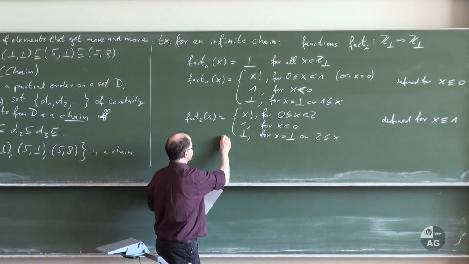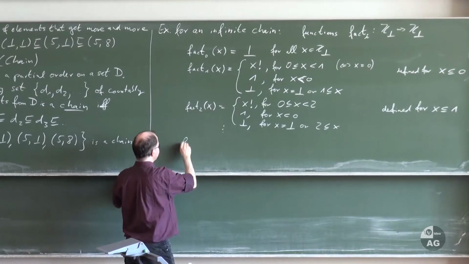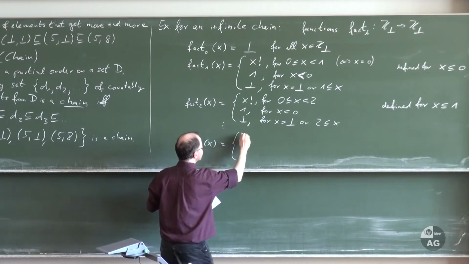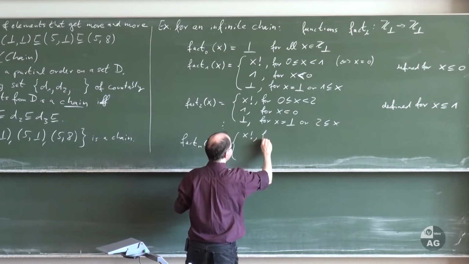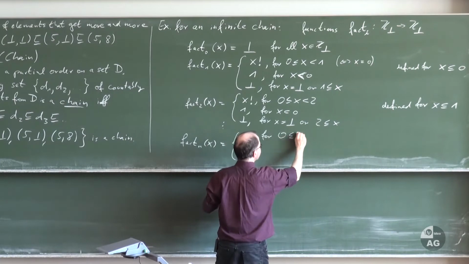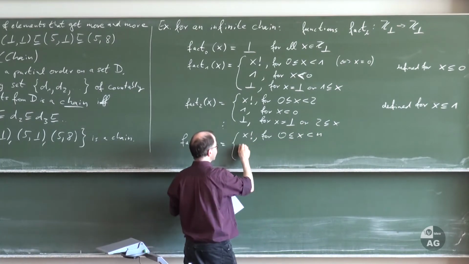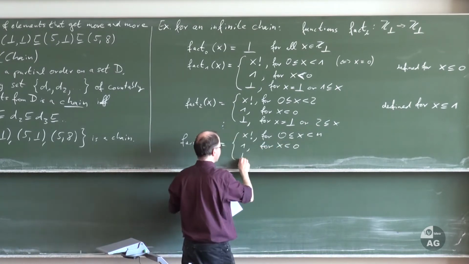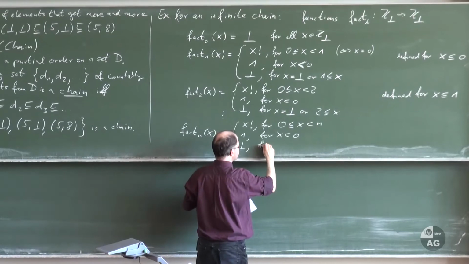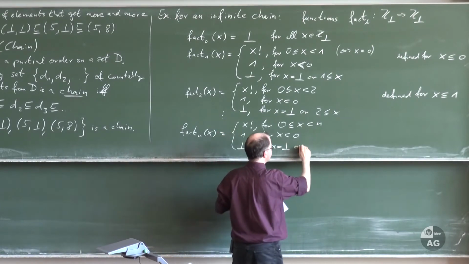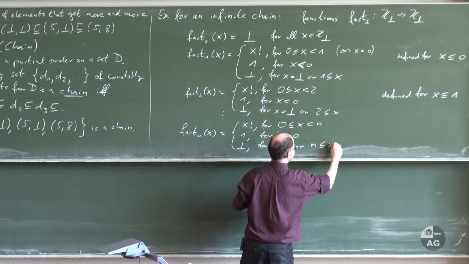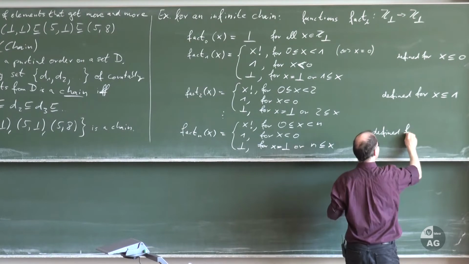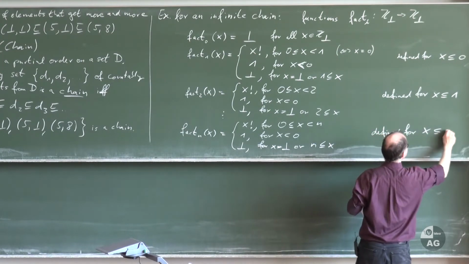Okay, and you can imagine how this continues. So fact n then does the right thing. So it computes the factorial for positive numbers that are smaller than n. For negative numbers, it computes 1. And otherwise, it computes bottom. So if x is bottom or x is greater or equal to n. So this is defined for all x less or equal to n.